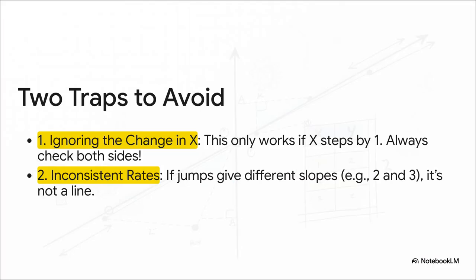Okay, so here's the deal. First, don't get lazy and only look at the y column. That shortcut only works if x is stepping perfectly by 1. You have to check the change on the x side. Second, if you calculate the slope between 2 points and get 2, but then you check another pair and get 3, it means one of two things. Either you made a small math error, or those points just don't form a straight line.